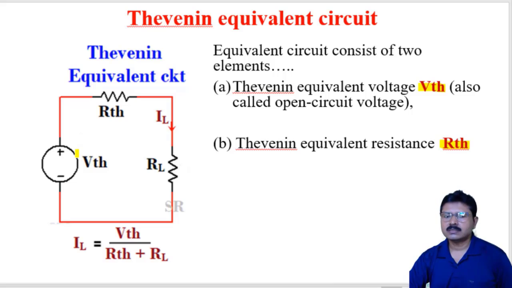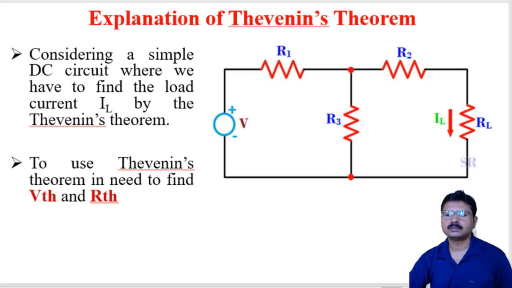So the complex circuit has been converted to this simple circuit, and from this simple circuit we can easily calculate the circuit parameters. Say in this case it is the load current. If you want to find this load current, the load current will be this voltage divided by the full circuit resistance. So this will be VTH divided by RTH plus RL.